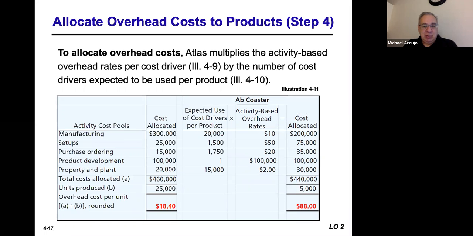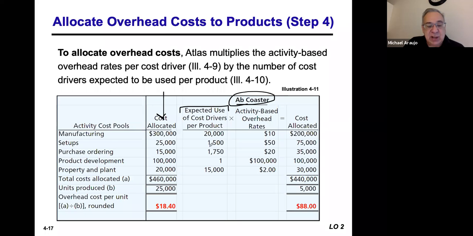That's the ab bench. What about the ab coaster? Okay, this is all the ab bench stuff that you just saw. Well, here were the expected use of cost drivers per product. So for ab coaster, it was 20,000 machine hours. It was 1,500 setups. This is big. It was 1,750 purchase orders. That was also big. And it requires more square footage, 15,000.